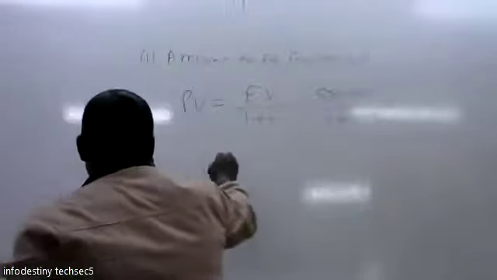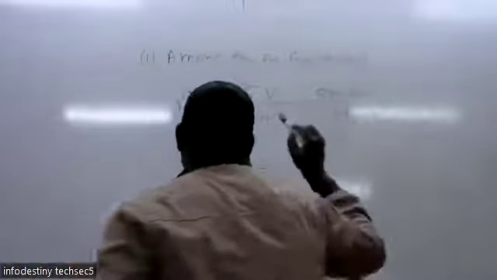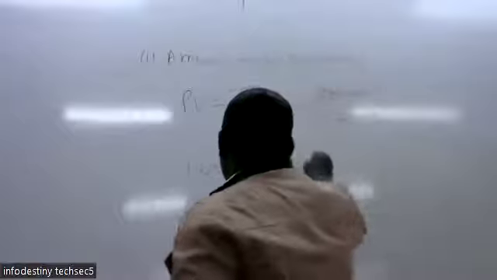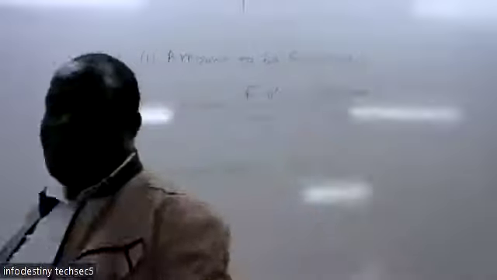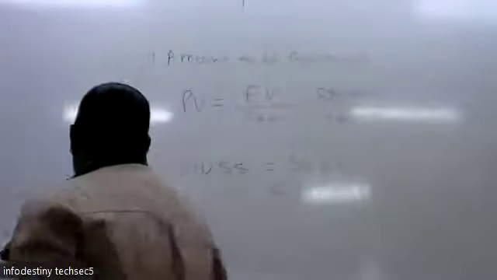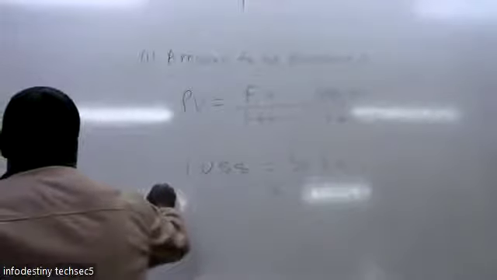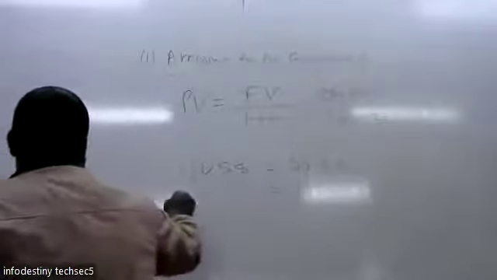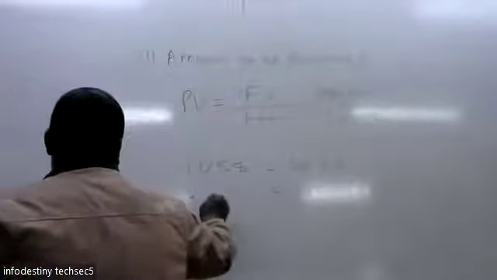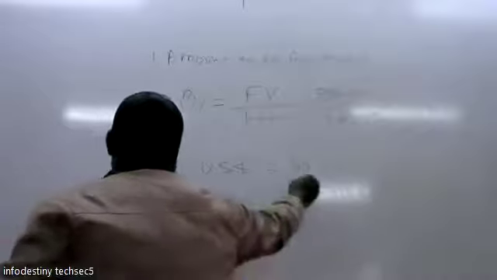So 1 US dollar is equivalent to 60 Kenyan shillings. So this one has given you how much in US dollars? 714,286. 714,286 US dollars. So when you convert into Kenyan shillings, how much would be that figure?